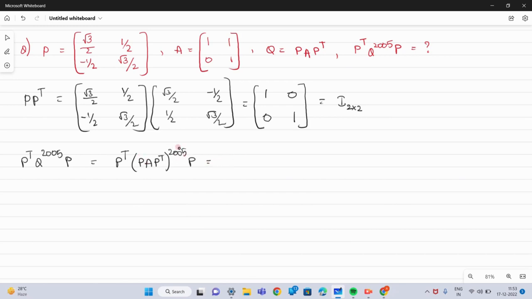Now, this whole part 2005, let's write three times inside, like P A P transpose, P A P transpose, P A P transpose, and so on. And outside it is P. These all are again 2005 times.